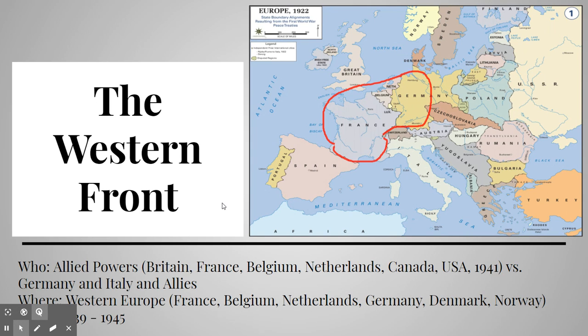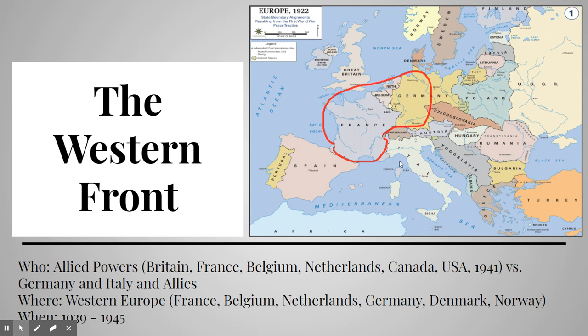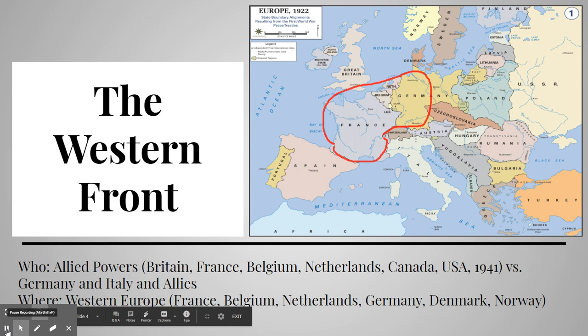It's going to be Britain, France, Belgium, the Netherlands, Canada, the United States versus Germany, Italy, and its allies. So most of the time I'm just going to refer to these guys here as the Allies and Germany and Italy as the Axis. It's going to take place mostly from 1939 all the way into Germany's surrender in 1945.